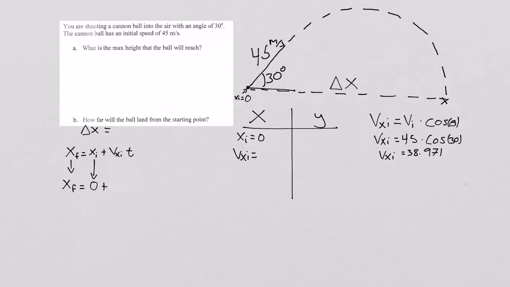Velocity x initial equals 38.971. And plug that into our equation, bring it down, 38.971 multiplied by time. And time is not given, so we've got to solve for that. There are many equations for time, as I am sure you will know, but the one I'm going to be using is velocity y final equals velocity y initial minus gt. I know, we've got to go back to solving for y stuff. There are other equations, but this one just made the most sense for this context.